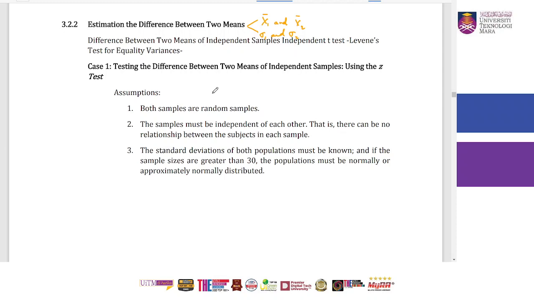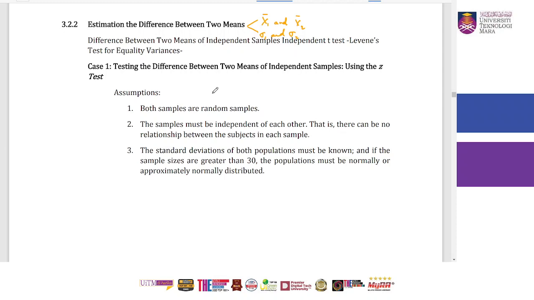Sebab kalau tengok dari segi dia punya penggunaan, X bar 1 minus X bar 2 dengan X bar 2 minus X bar 1, it will give you a different values in term of its signs. Dia akan memberikan anda nilai yang berbeza dalam bentuk tanda dia. Satu akan jadi positif, satu lagi akan jadi negatif. Okay? Kalau katakan X bar 1 tu lebih besar daripada X bar 2, maka bila kita ambil X bar 1 minus X bar 2, dia akan jadi positif lah. Tapi kalau kita ambil X bar 2 minus X bar 1, dia akan jadi negatif. Alright? So that is the only difference.